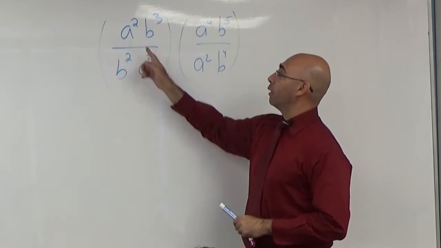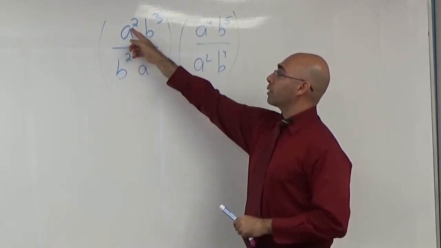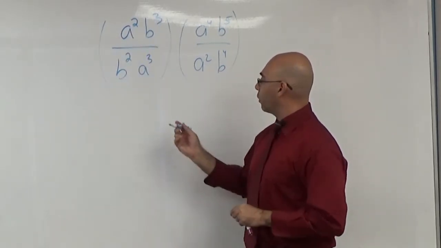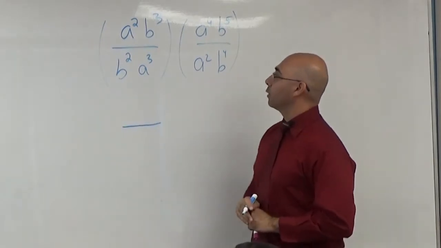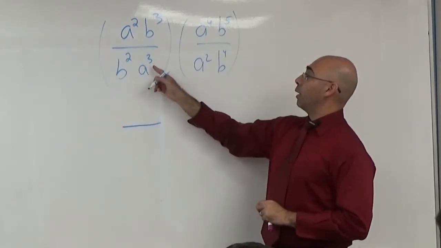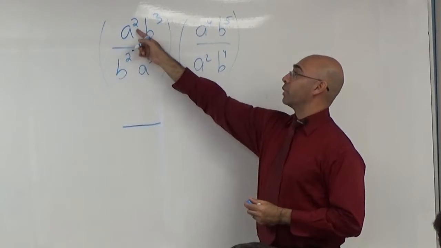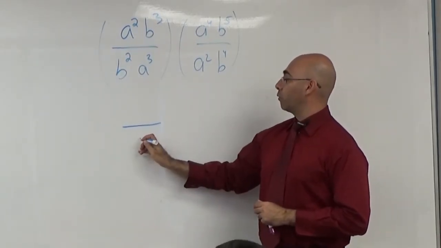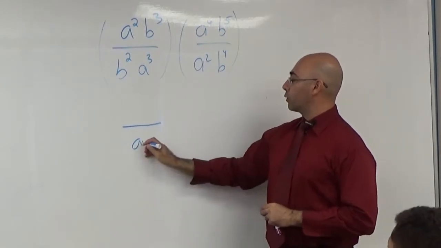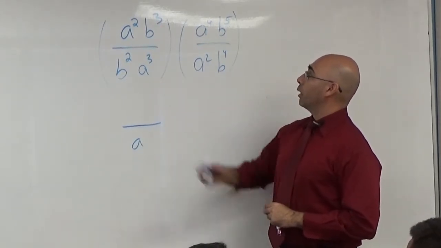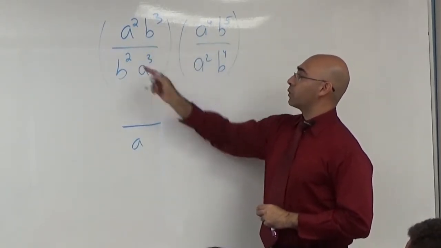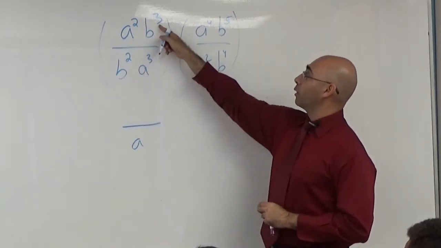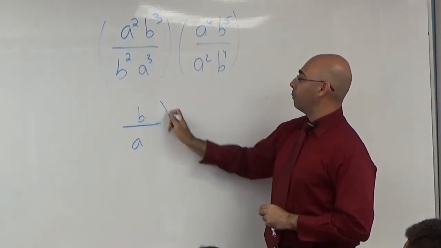If I look here, I have an a to the second power and an a to the third power. So if I were to rewrite this fraction, I just say, well, I'm getting rid of 2 of these. Or what's 3 minus 2? 1. And where does that a go? On the bottom. Wherever the bigger exponent, that's where your answer goes. I don't need to write the 1. Same thing with the b's. What's 3 minus 2? 1. The bigger number's on top, so the b goes on top.